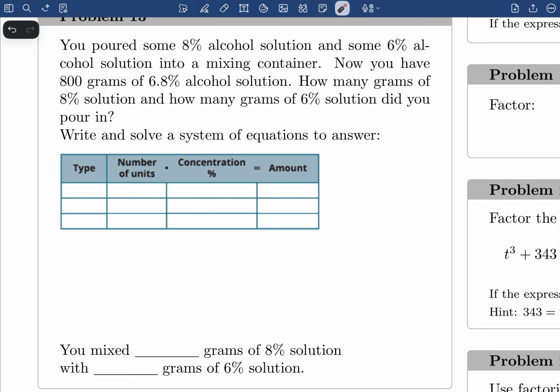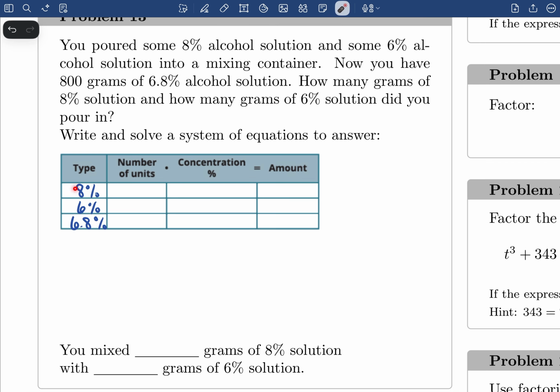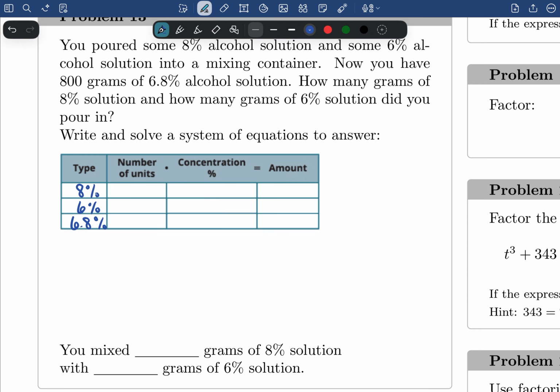Now, to organize my information, I created a table. It looks like this. And I welcome you to create a table to organize your information when you test. Now, I see that I have some 8% solution, some 6% solution, and they're going to be mixed together to make a 6.8% solution. Those are the types of solutions that I have. Now, the concentration is the same value as these types I have. So this concentration is 8%, this one's 6%, this one's 6.8%.